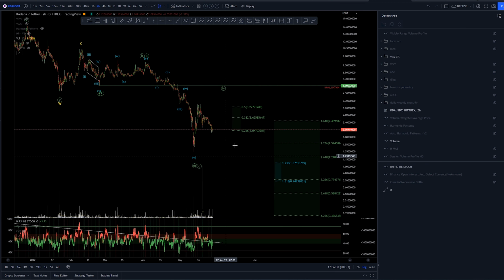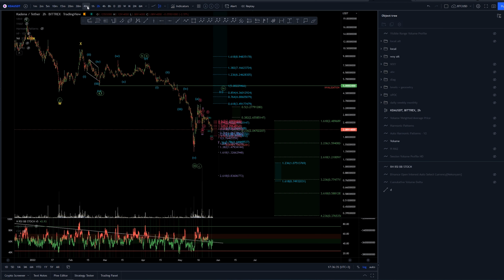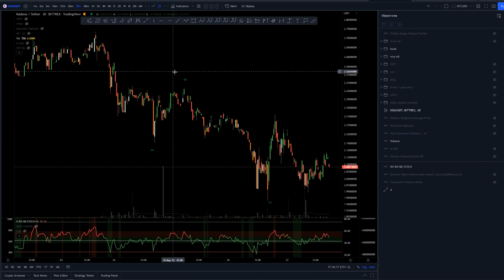Yeah, that is basically this scenario as a medium time frame. Let's take a look at this local price action here. Let's go to maybe 30 minutes.